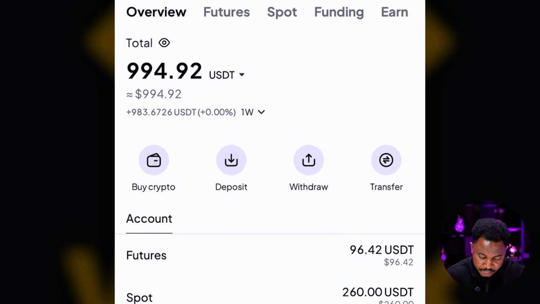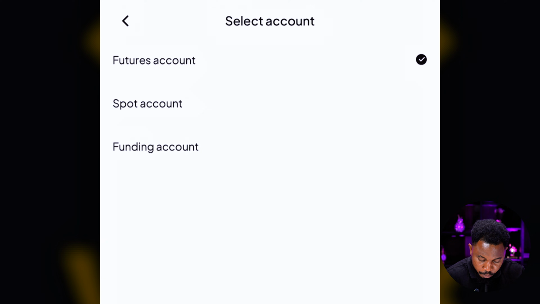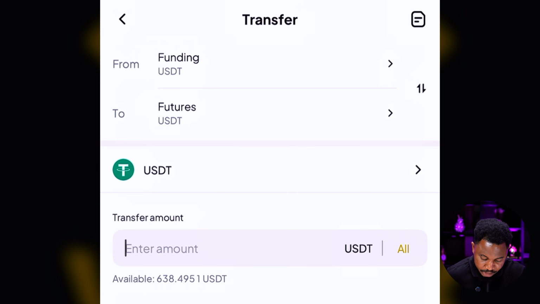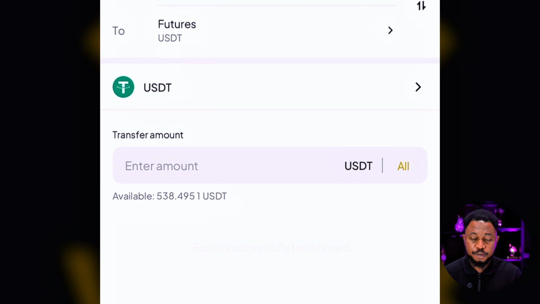So once you're done depositing, the next thing you're going to do is to go to Assets, and you need to transfer some funds to your futures account. So to do that, just click on transfer. Depending on where you have your money, just send some money to your futures account right away. So let's say I'm sending $100 for instance. Just going to click on confirm, and right now the money has been transferred to my futures account.